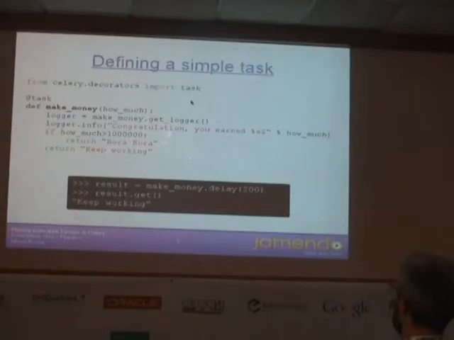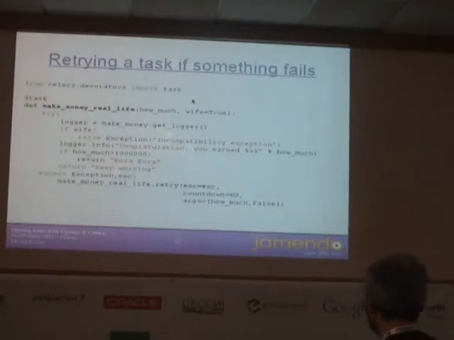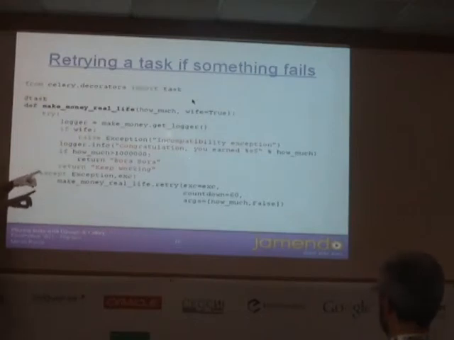Okay, until here it's quite simple. A great thing of Celery is that you can write a task. Now, let's go make money in real life. We have a new parameter. I don't know if you have it. It's wife. The default is true for me.